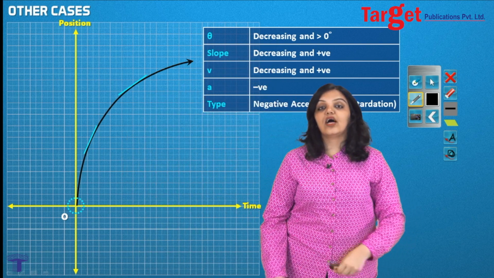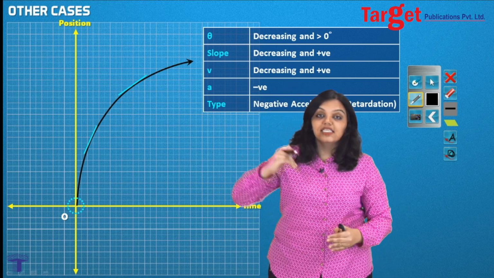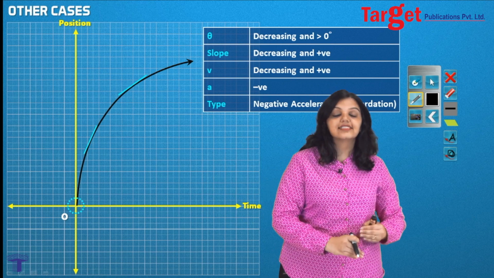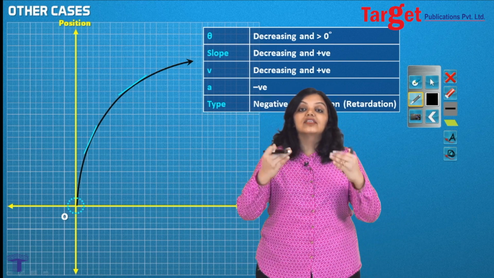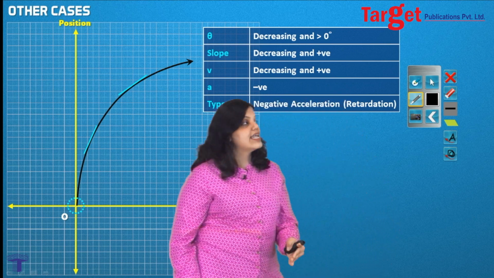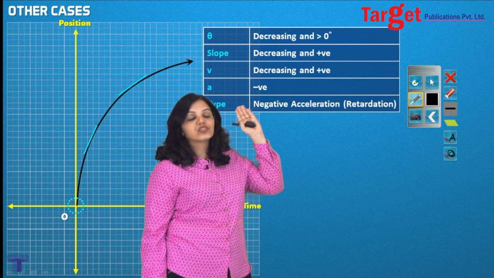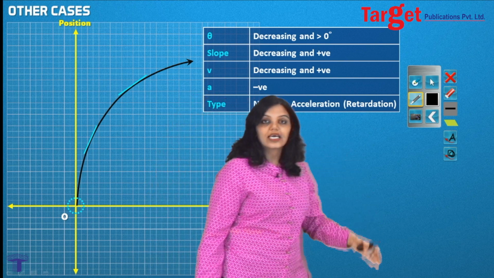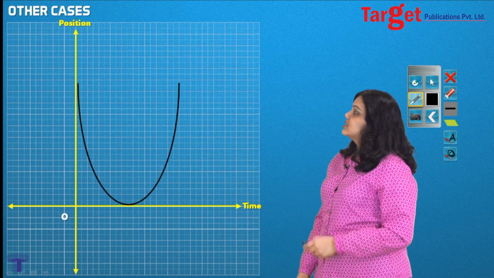The acceleration is now negative. Why is the acceleration negative? Because the velocity is decreasing, that is the slope is decreasing. So yes, the velocity is changing, so definitely there will be acceleration, but the velocity is decreasing, so there will be negative acceleration. Finally, what is this type of motion? It is retarded motion or negative accelerated motion. So this is the analysis of the convex upwards graph.